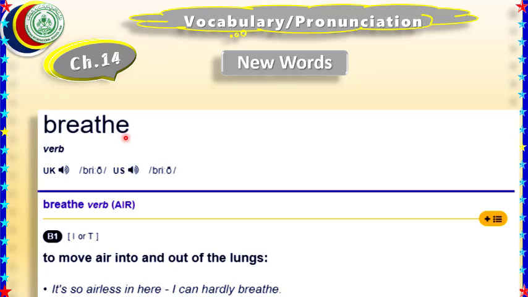If this E is not there at the end, then this word will become a noun and it will be pronounced as breath. B-R-E-A-T-H, breath. B-R-E-A-T-H-E, breathe. If there is E at the end, it will be a verb and it will be pronounced as breathe. If E is not there at the end, it will be pronounced as breath and it will be used as a noun.